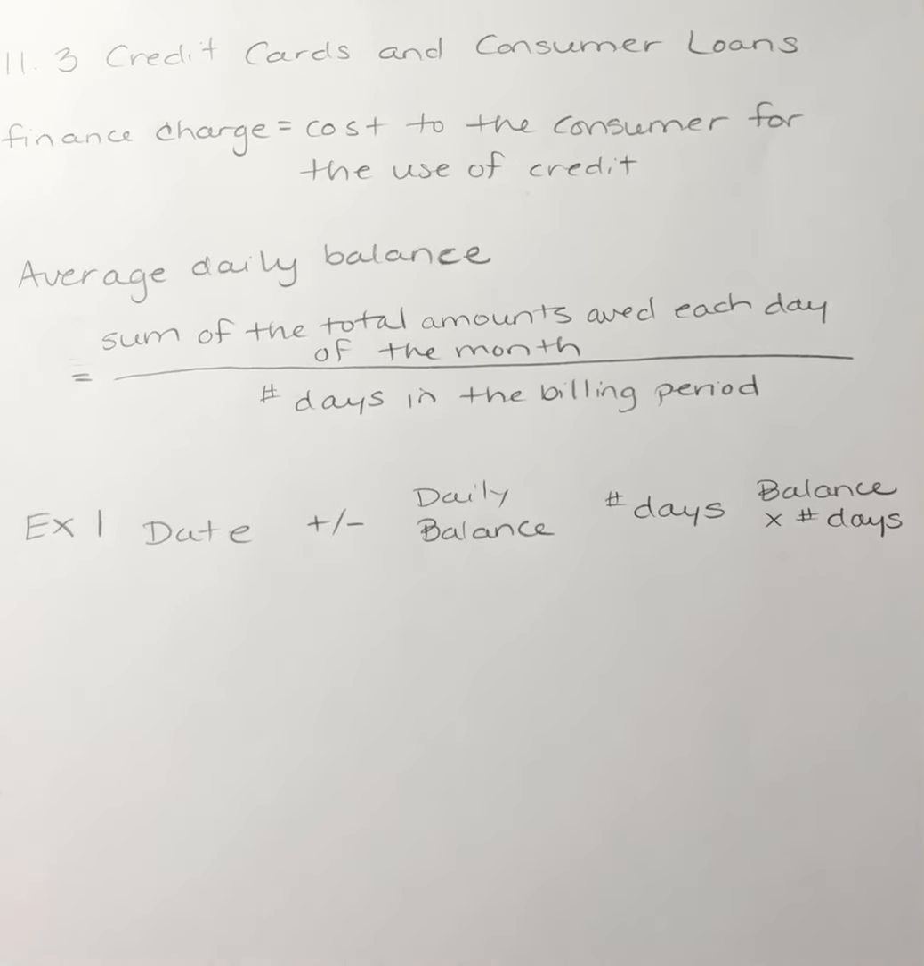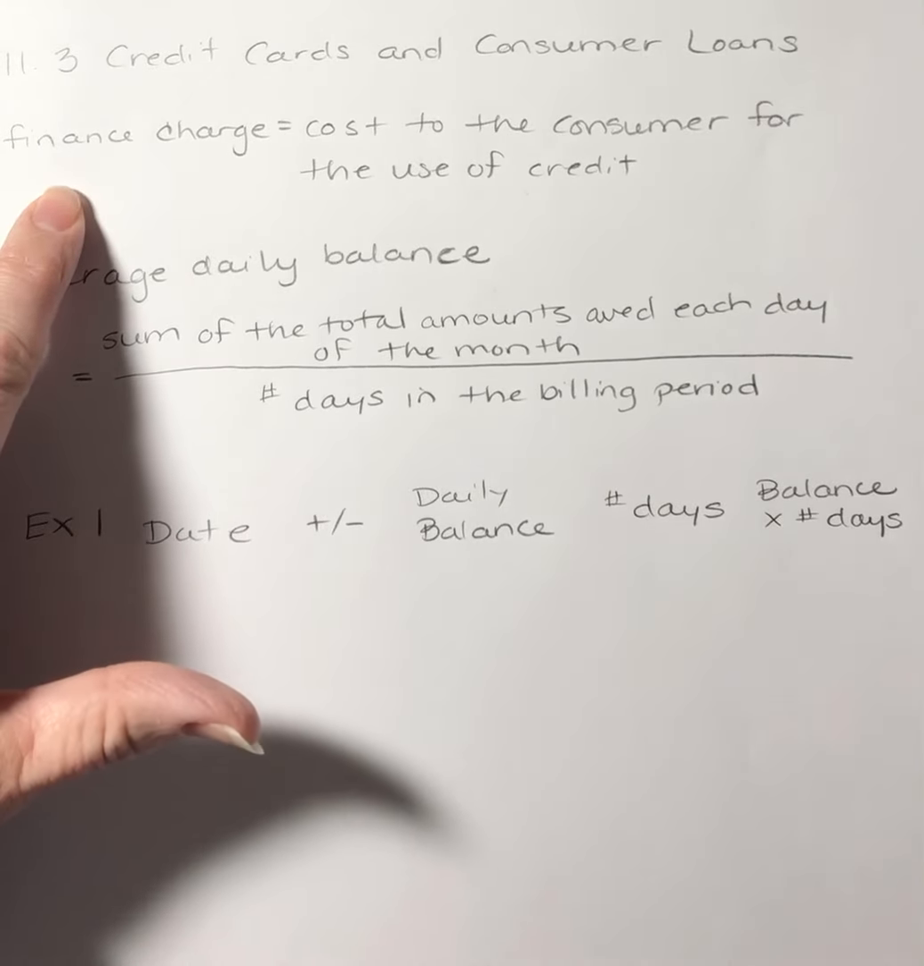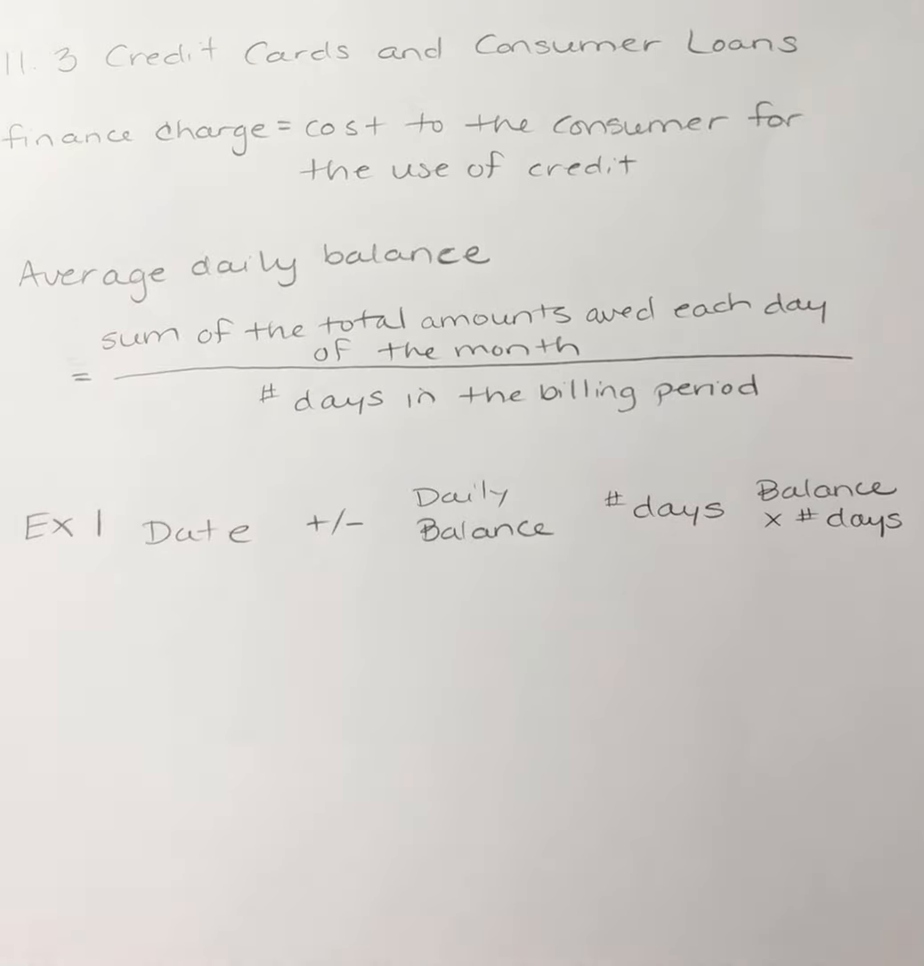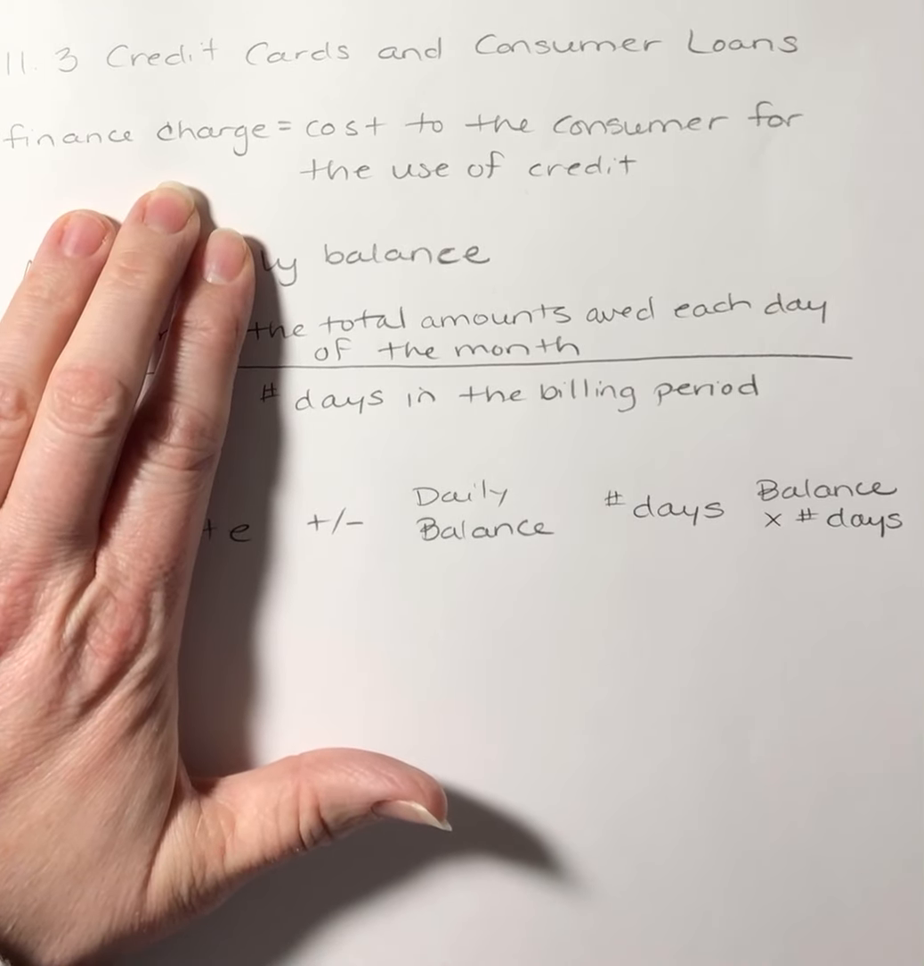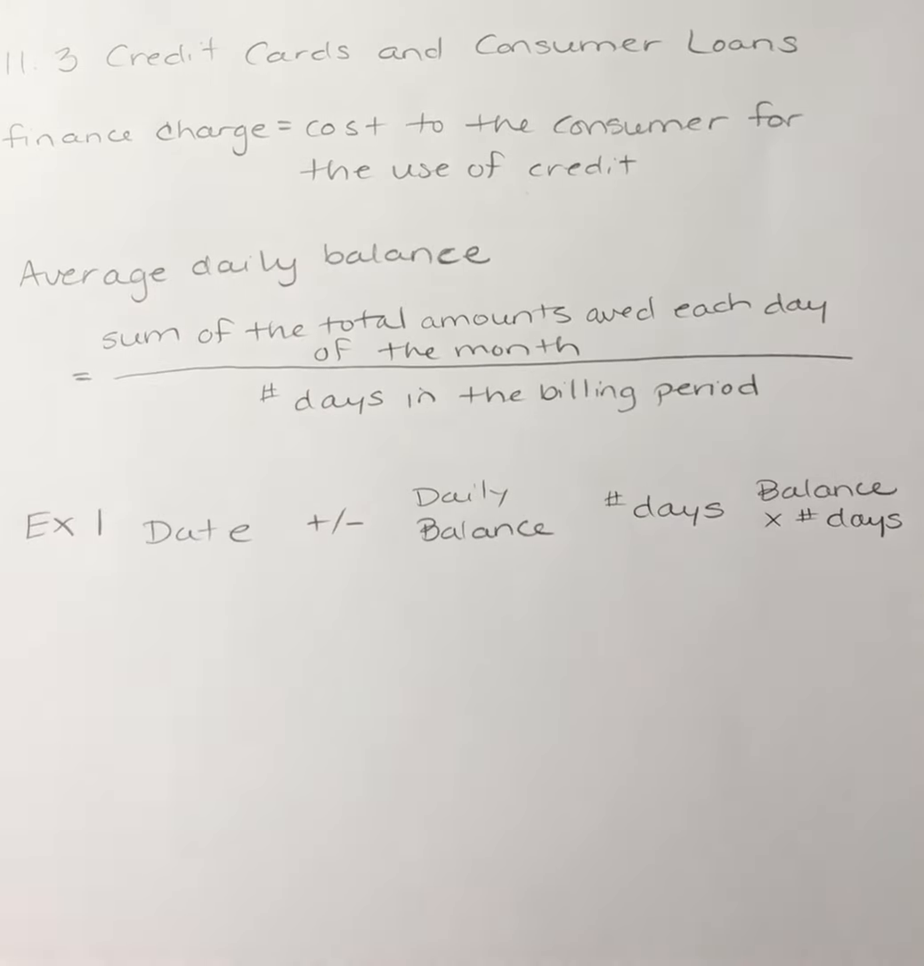All right, section 11.3 is on credit cards and consumer loans. So the first thing that we have to talk about is the finance charge. When you borrow money from a bank or from a credit card or from whoever you're borrowing money from, they're not just going to give it to you for free, okay? There's something called a finance charge, and that's how they make their money. So finance charge is the cost to the consumer for the use of credit, okay?